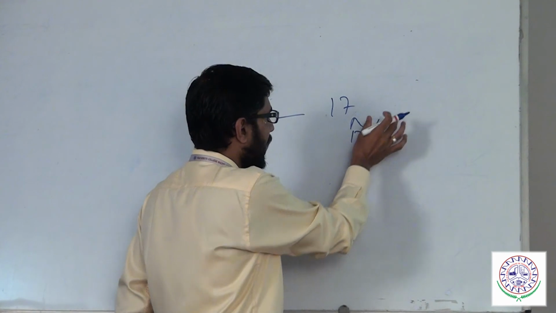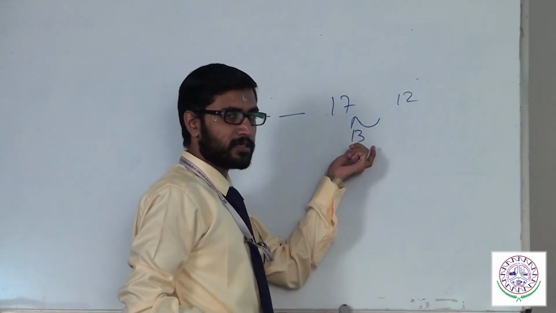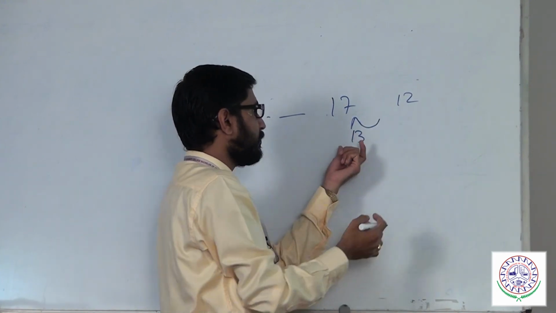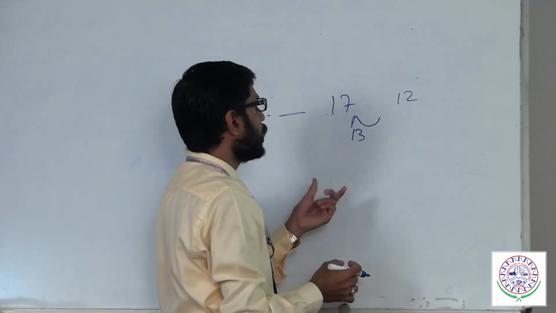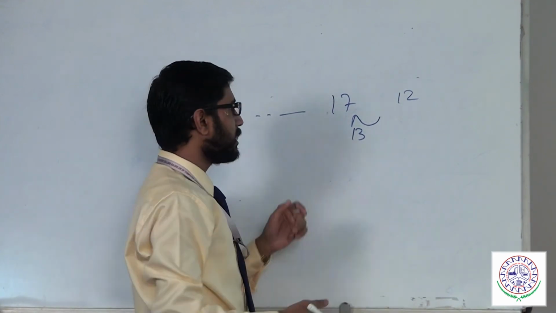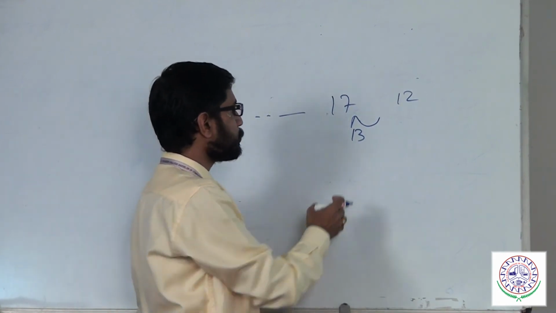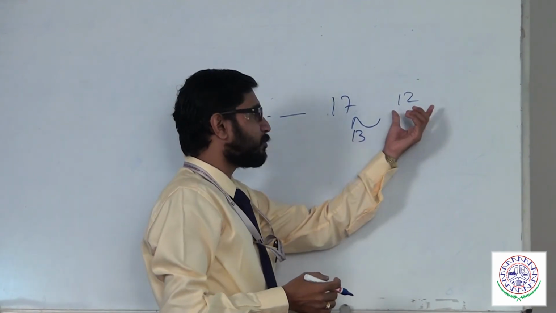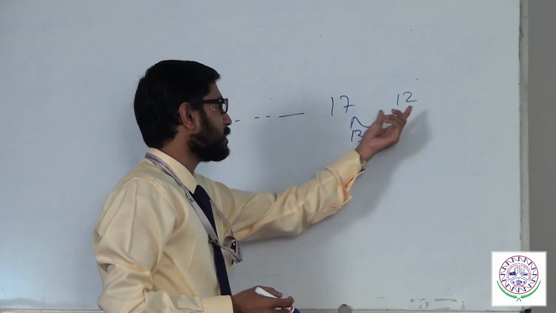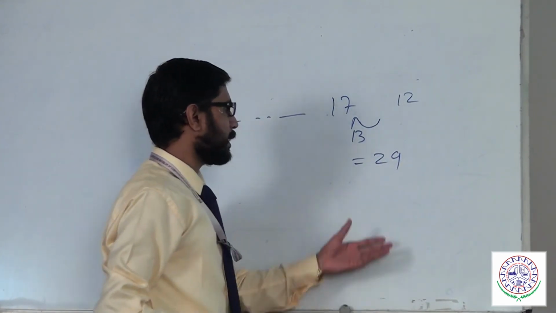But how many are there in this? It will be 12, because his position is 13th, so if you leave him, the remaining people will be 12. From the starting it is 17, so that will be considered, and from the last his position is 13. So how many are there from the last to this person? It is 12. So 17 plus 12, it is 29. So easily you can answer this.